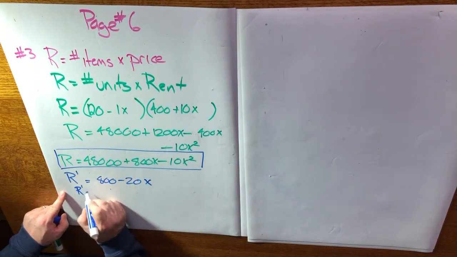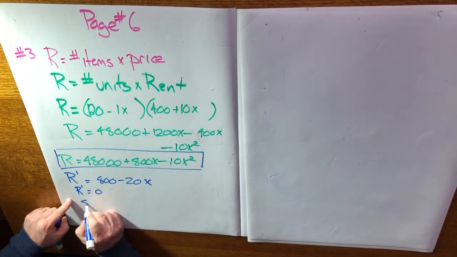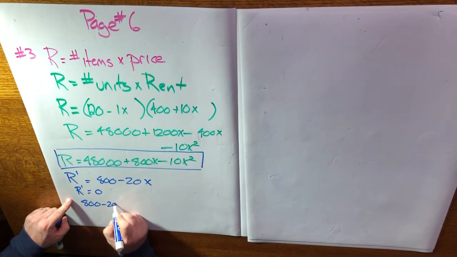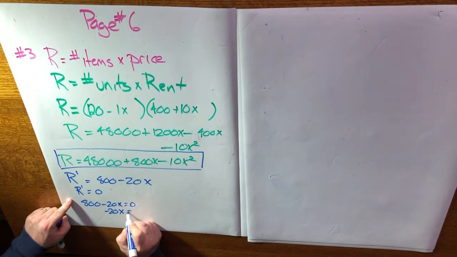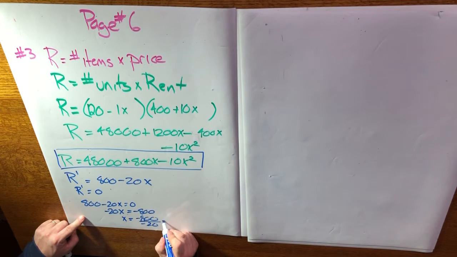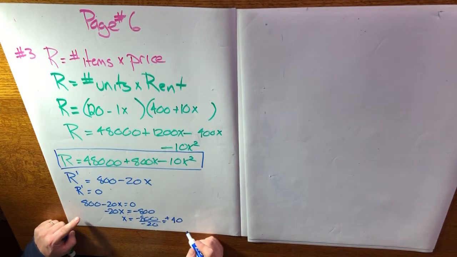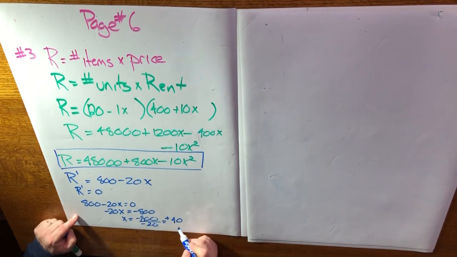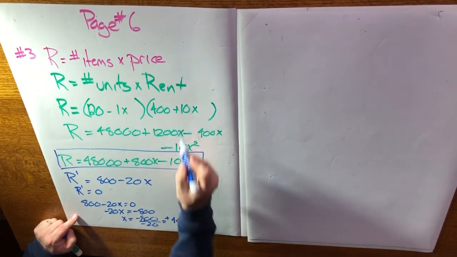When does r prime equal 0? When 800 minus 20x equals 0. When minus 20x equals minus 800. When x equals minus 800 divided by minus 20, that's equal to positive 40. So they're suggesting that you should raise the rent by 10 times 40.